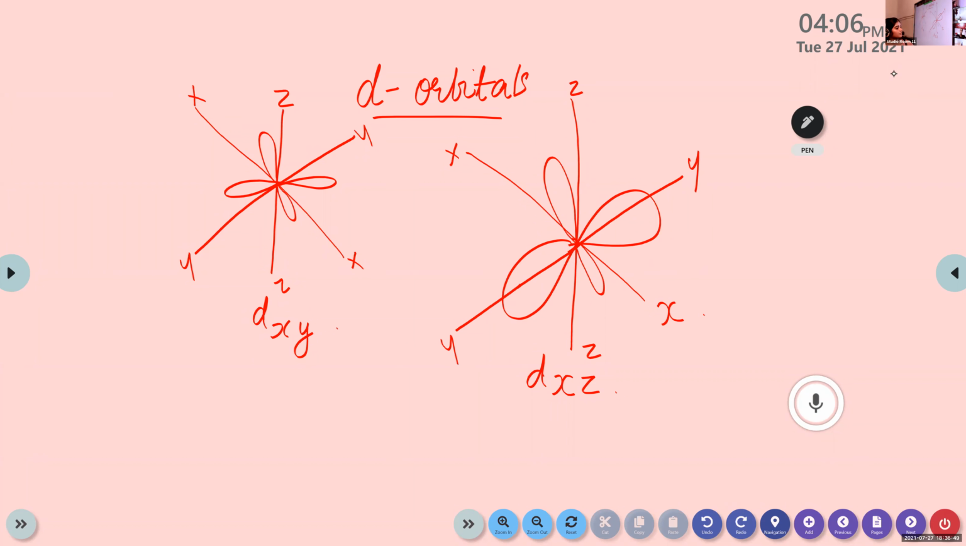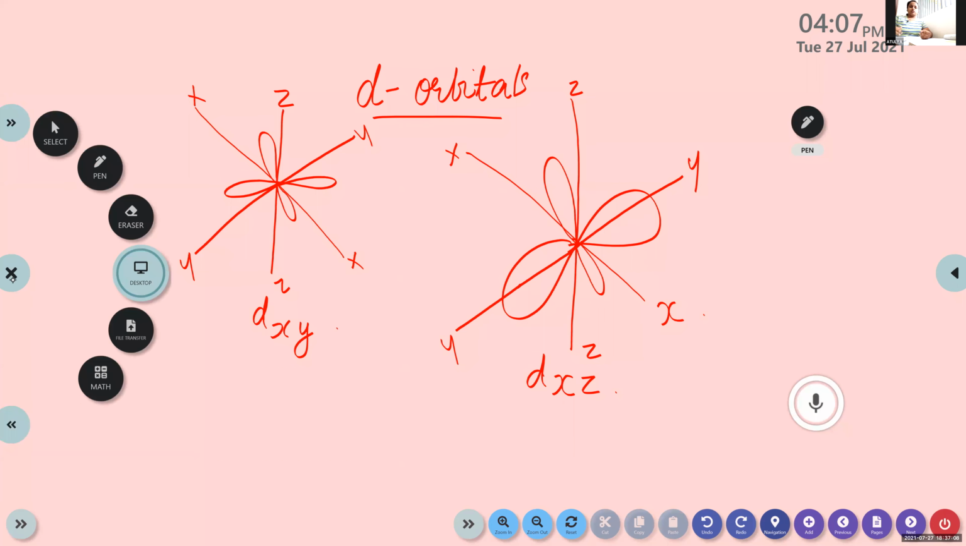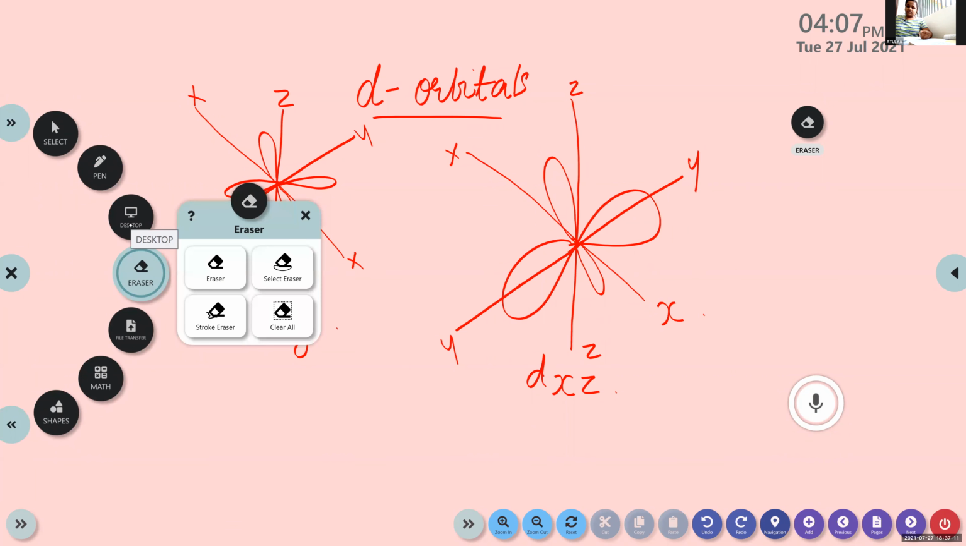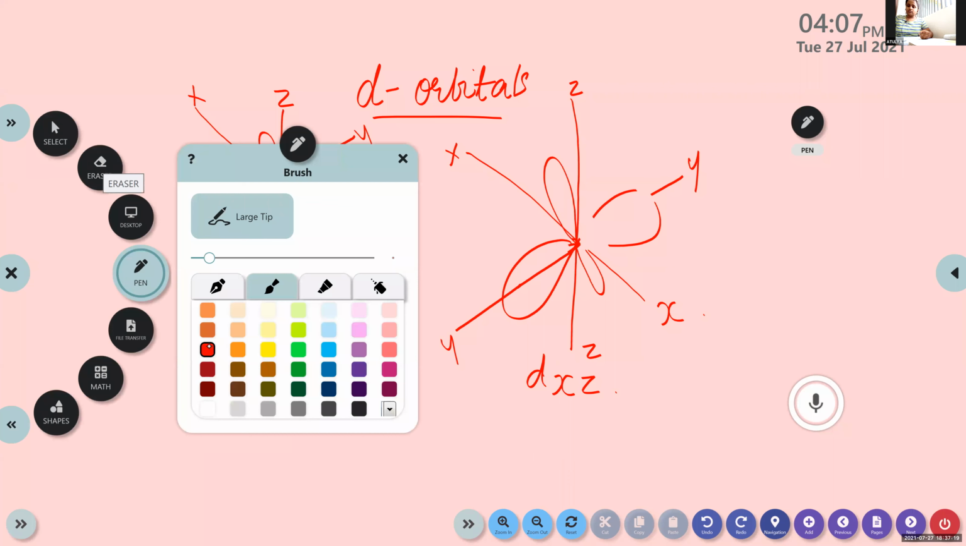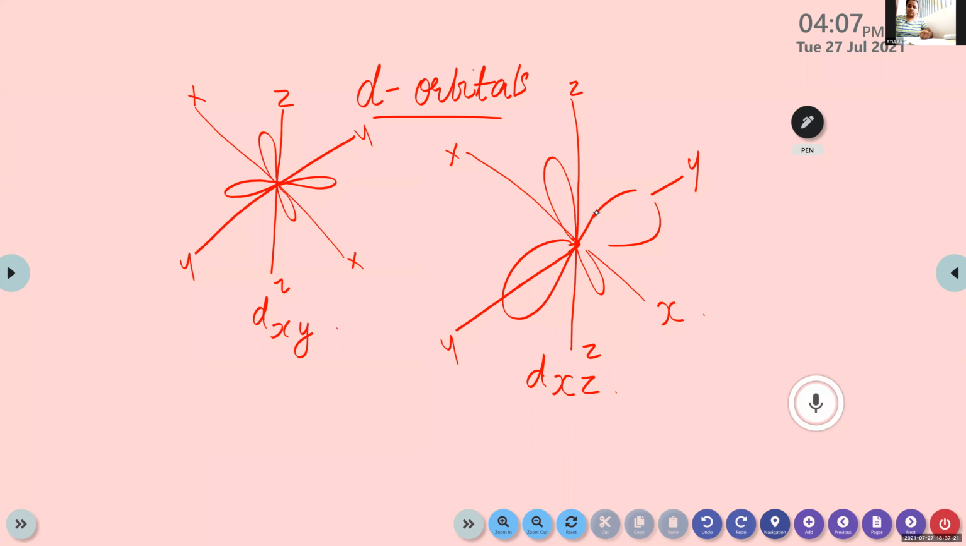Shall I move to next one? Have you completed these two? Okay, then you can complete it. There are no such questions from this part to draw this diagram. Okay, no need to worry about that.